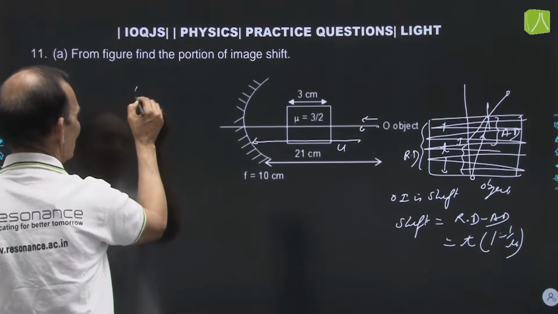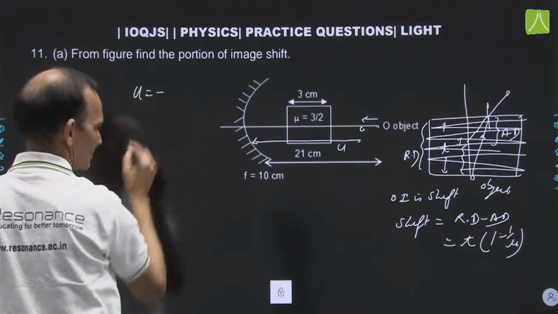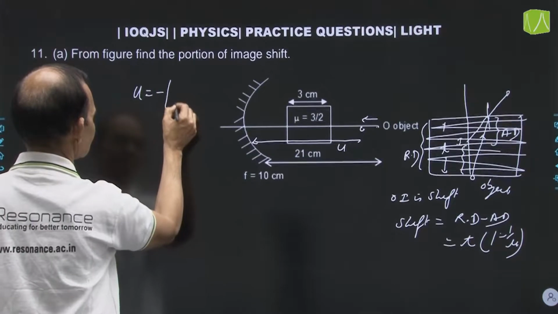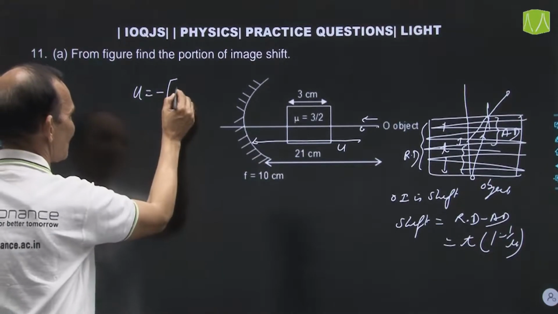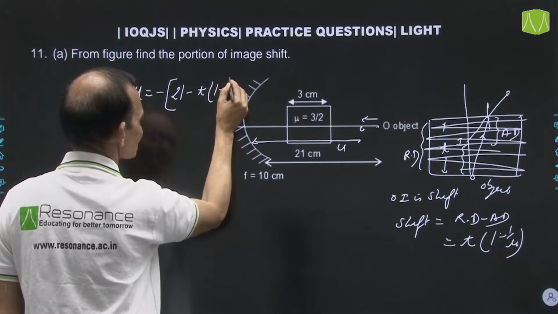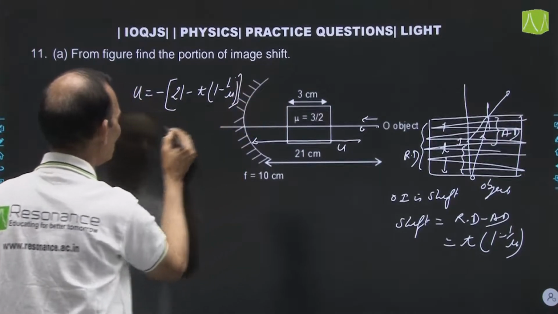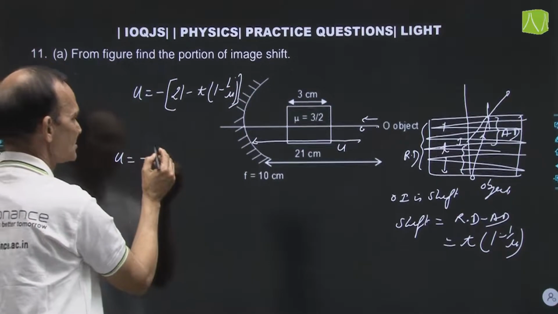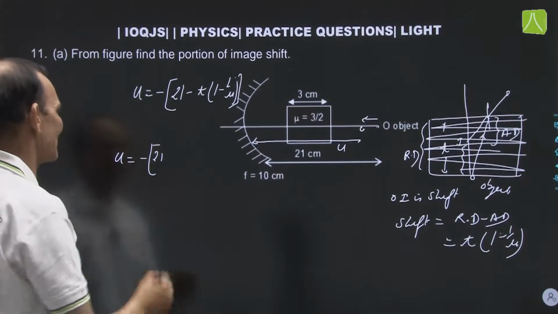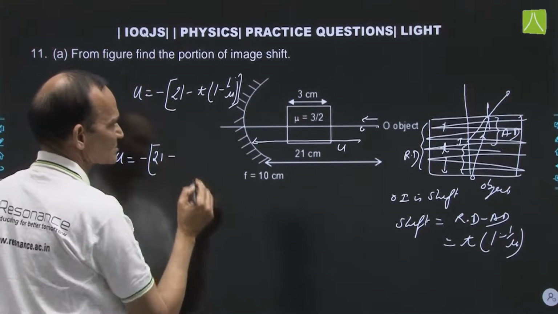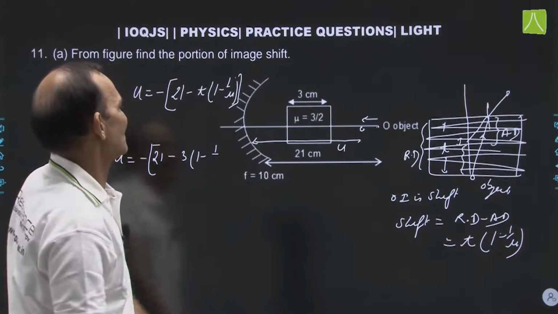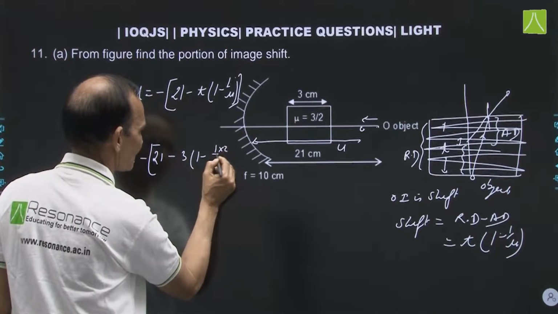U will be negative, first of all. The shift is t into 1 minus 1 upon mu. If we put the value, then U will be minus 21. Why minus? Because the object is real, so U will be negative always. 21, t is 3 centimeter, 3 into 1 minus 1 upon mu, mu is 3/2, that is 3 into 2.